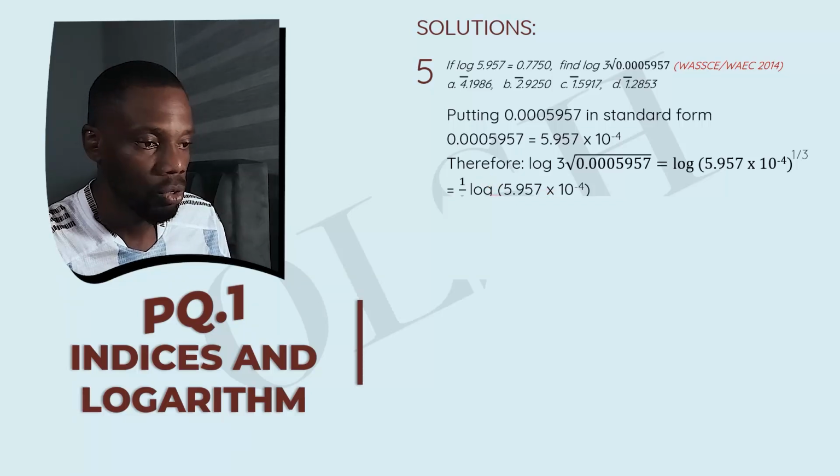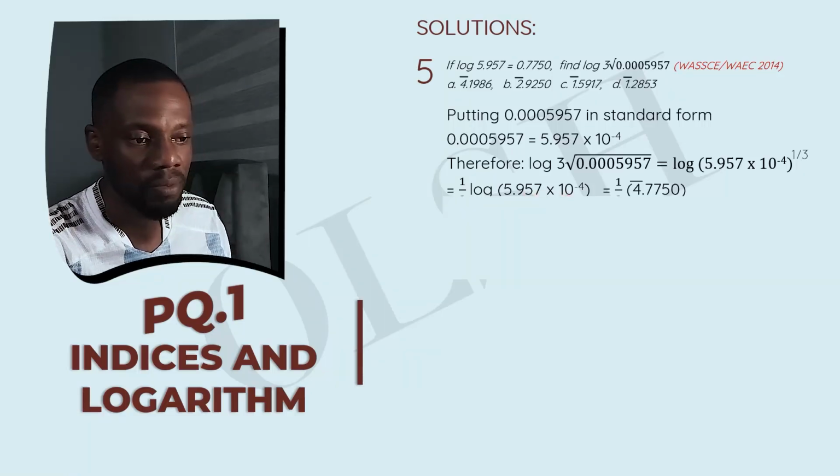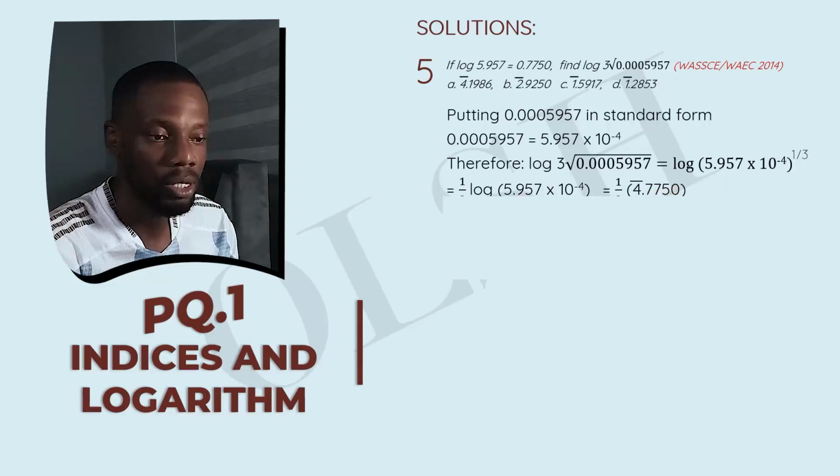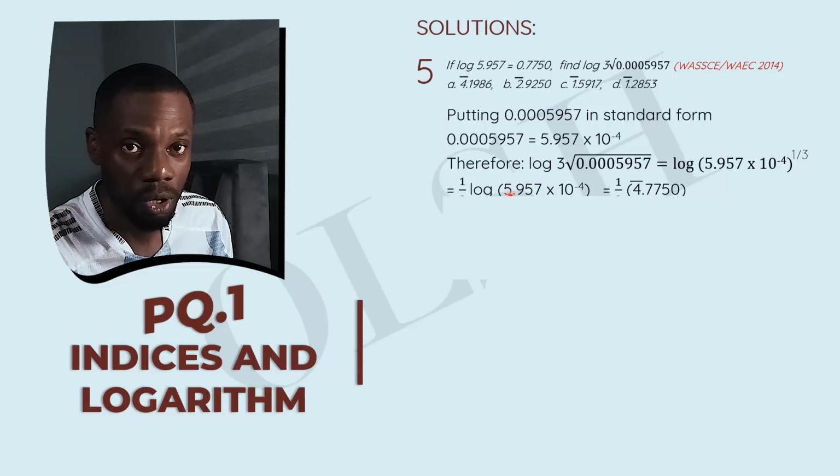All right, so if we get to simplify this, we're going to have that the log of 5.957 times 10 raised to power minus 4 will give us 4.7750. So how did we get this number? We got it by going to the logarithm tables. You go to the first column, the column X. You go to the row 59 on column X.